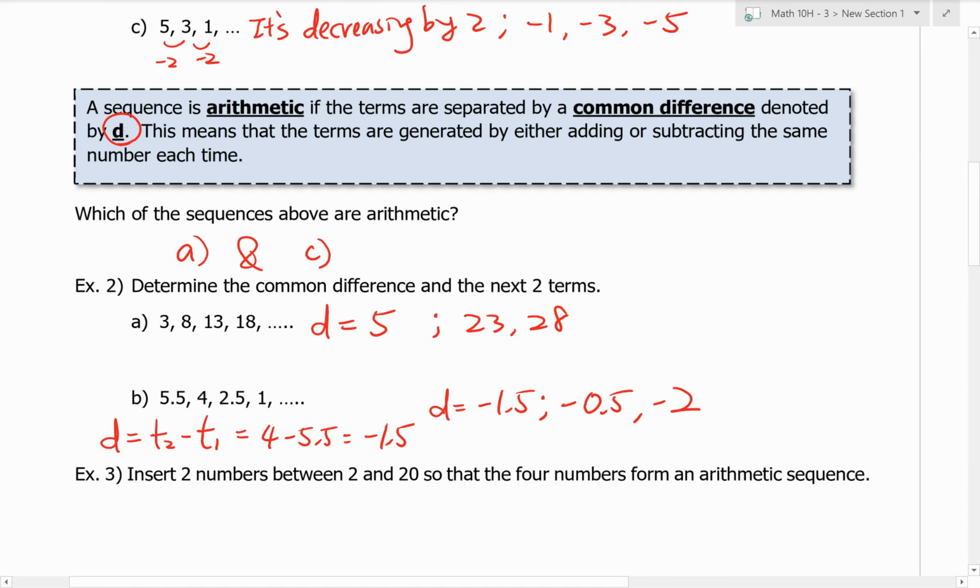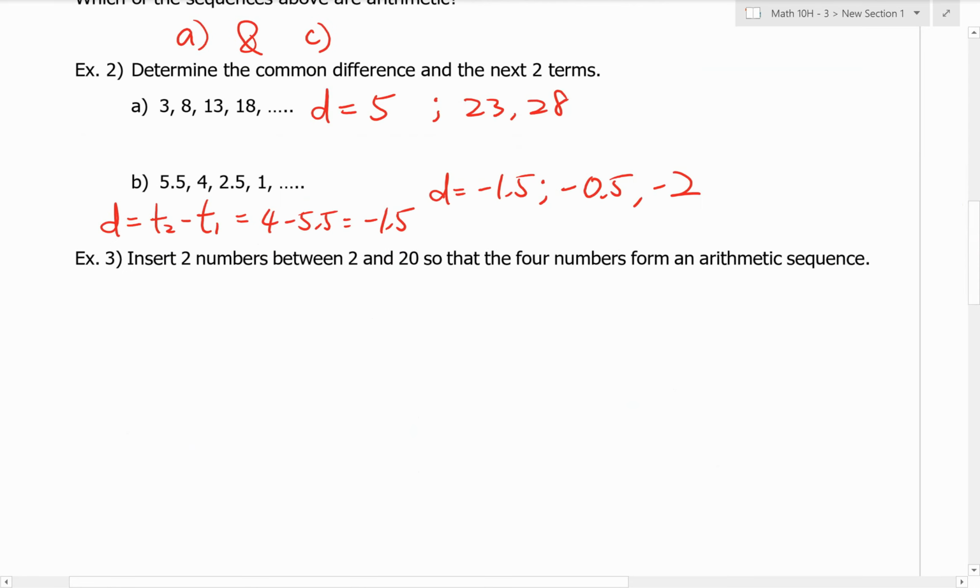It's basically just the definition of what an arithmetic sequence is. We'll get into slightly more complicated examples right now, actually. Okay, so let's see. Number 3 says insert 2 numbers between 2 and 20 so that the 4 numbers form an arithmetic sequence.